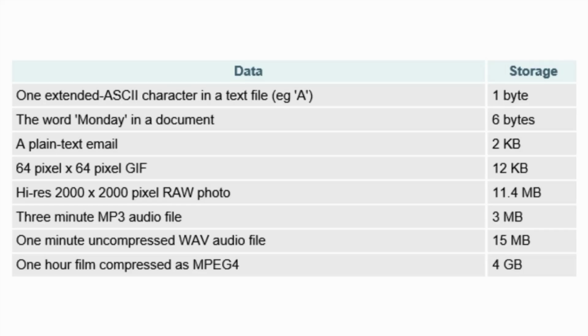Let's move on. If you think about file sizes, generally, a character in a text file is going to be 1 byte. It depends on the system used to represent those characters, but that's a good ballpark estimate. An email might be 2 kilobytes, a large high resolution photo might be 11.4 megabytes, and a 1 hour video might be 4 gigabytes.